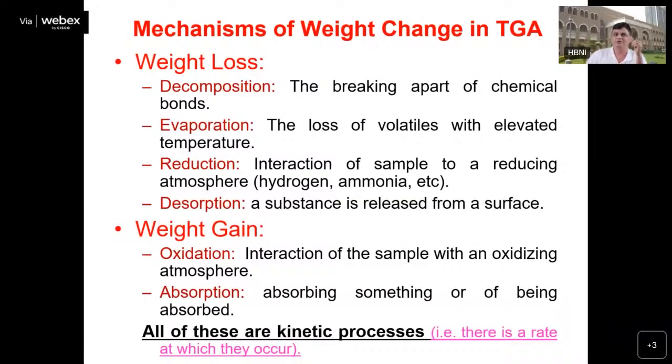So weight loss, we have already seen, can be because of decomposition, evaporation, or reduction. Reduction means interaction of the sample with a reducing atmosphere, that is hydrogen or ammonia. Then desorption. And weight gain can be from oxidation, that is interaction of the sample with an oxidizing atmosphere, or absorption. All of these are kinetic processes.